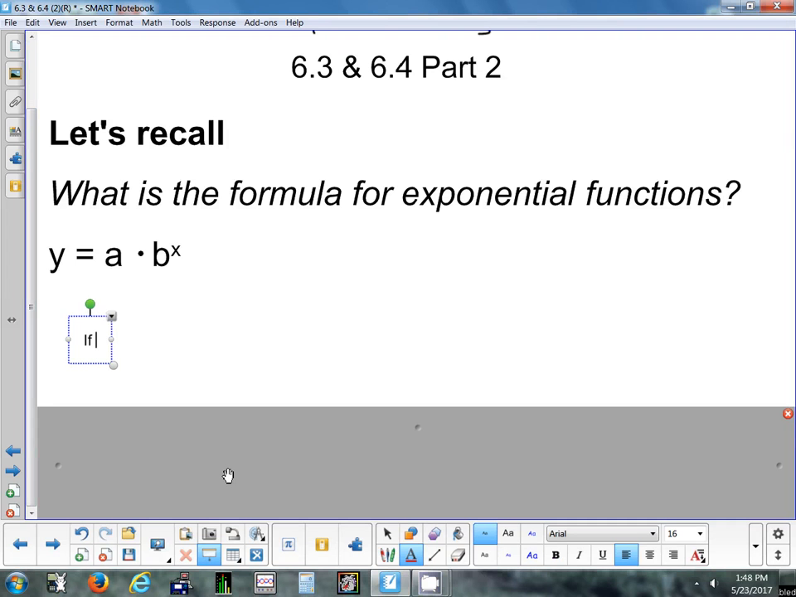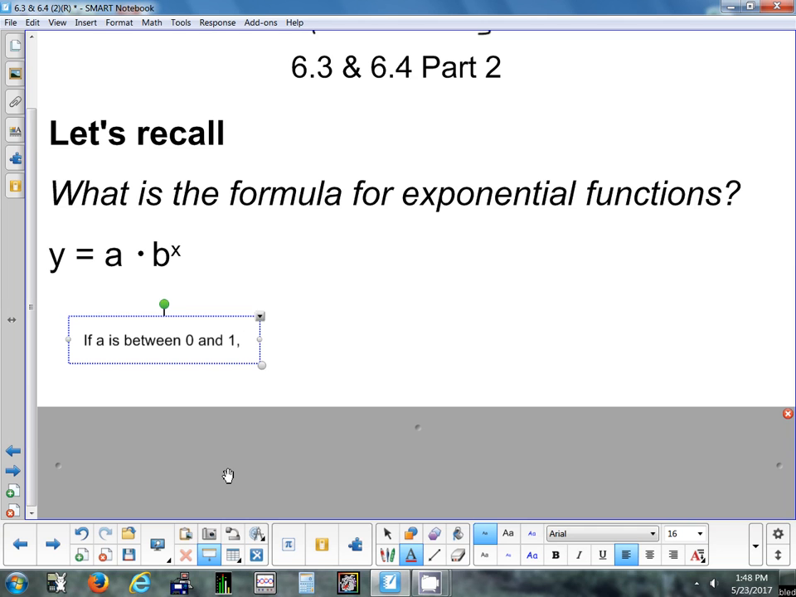So we talked about this, right? What is the formula for exponential functions? We did this in the warm-up. y equals a times b to the x. Remember, if we're looking at a chart, a is going to be the value of y when x is 0. And then b is what each y value is getting multiplied by. That's how we figured it out if we're given a graph.